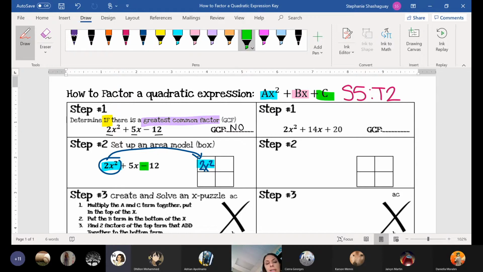And we're going to take this C term here, our negative 12, and we're going to fill it into this box in our box method. Okay? That goes right there. So negative 12.